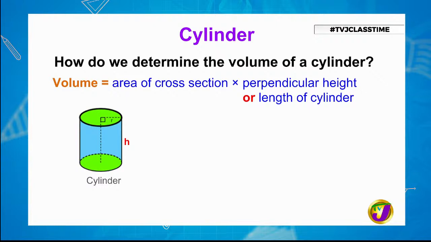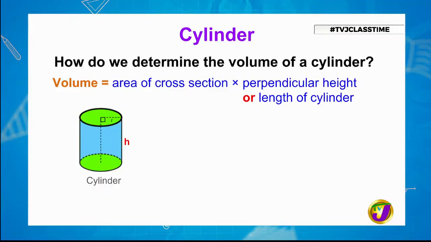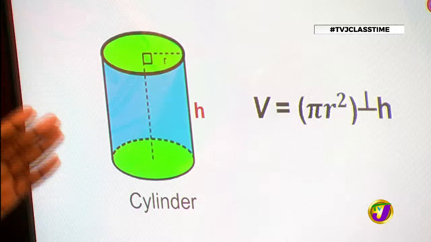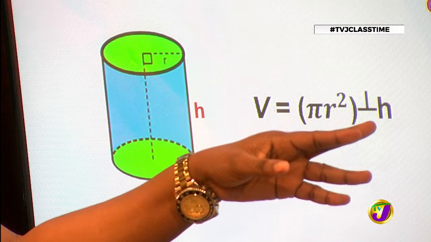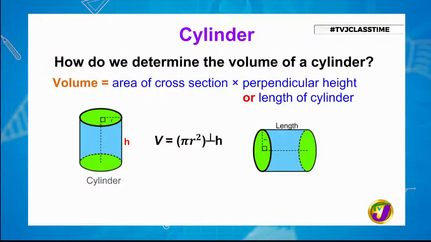We did say earlier that it operates on the same principle. We notice here that the cross-section is actually circular, and we know how to find the area of a circle: pi multiplied by r squared. Once we have calculated the area of the cross-section, we need to multiply that result by the perpendicular height, which is the height of the prism. And we talked about the orientation earlier, so we may speak of the perpendicular height as the length, depending on the orientation of the prism.